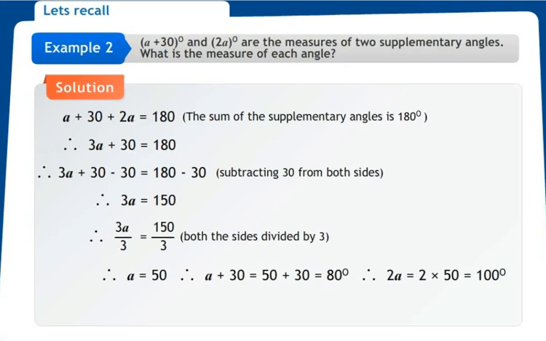So the two angles are 80 and 100. Now to confirm whether they are supplementary or not, 100 plus 80 is equal to 180. So a plus 30 degrees and 2a are a pair of supplementary angles, and their measures are 80 degrees and 100 degrees. I hope I am clear with supplementary angles.